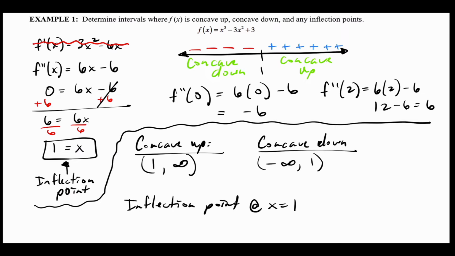But sometimes on a test, they will actually want the point. We'll just plug it back into the original and you'll get 1. It'll be 1 comma, what is it? 1? I think 1 comma 1. 1 cubed is 1 minus, yeah. Yeah, that's what I just did.